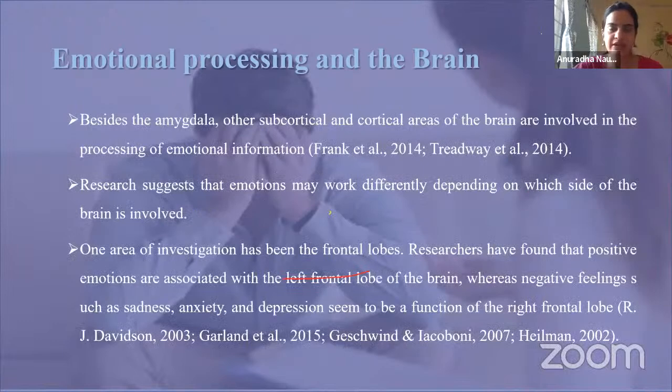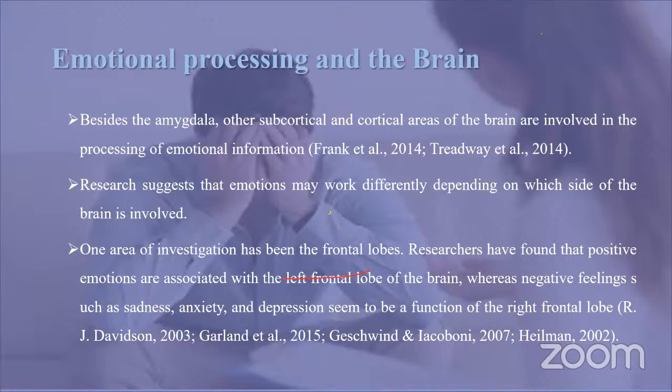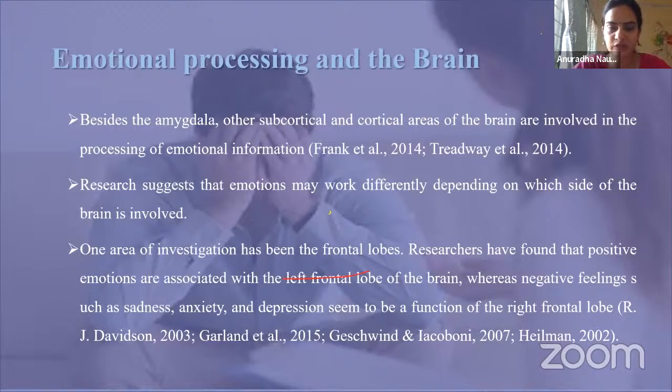Besides the amygdala, there are other areas of the brain that are involved in processing of emotional information. Research suggests that emotions may work differently depending on which side of the brain is involved. One area of investigation has been the frontal lobe. Researchers have found that positive emotions are associated with the left frontal lobe of the brain, whereas negative feelings such as sadness, anxiety, depression seem to be a function of the right frontal lobe.